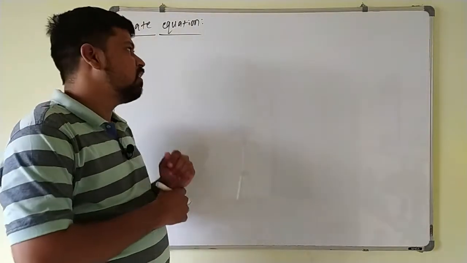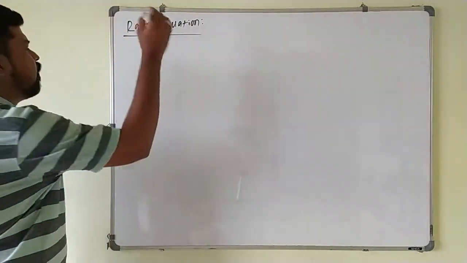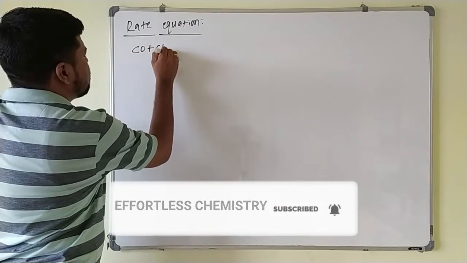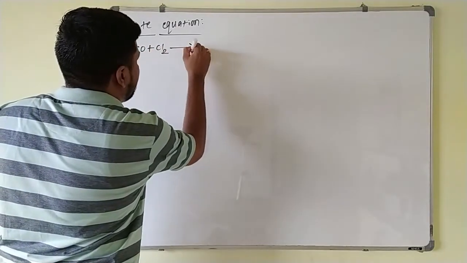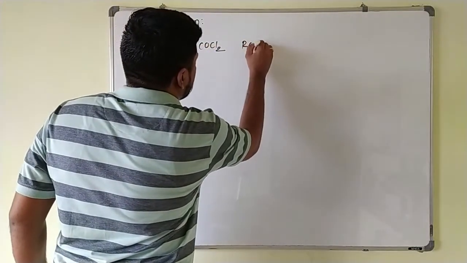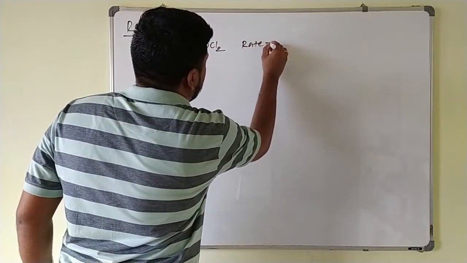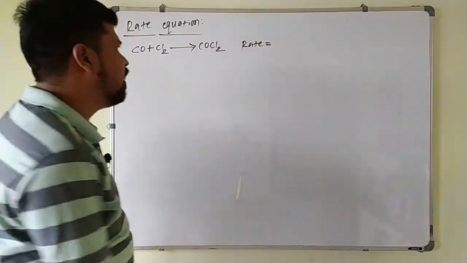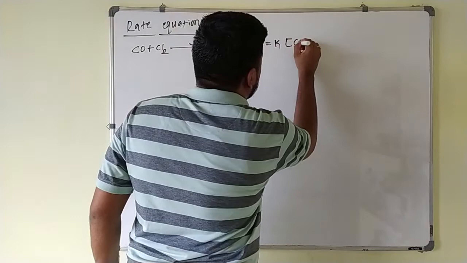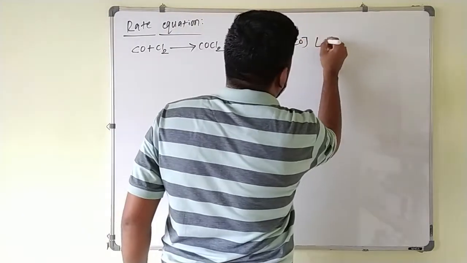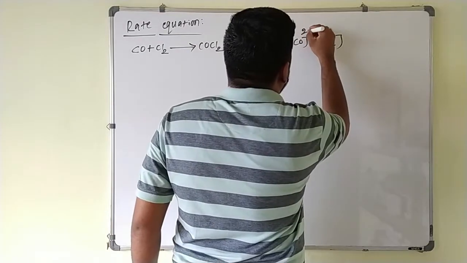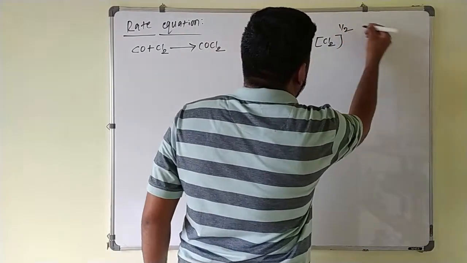So now we will write some other example for rate equation. For example, if I take CO plus Cl2, this is giving COCl2. For this reaction, the rate equation, that is the experimental rate equation, is given by: rate is equal to rate constant into concentration of carbon monoxide, concentration of chlorine. Now its power is equal to 2 and this is 1 by 2.